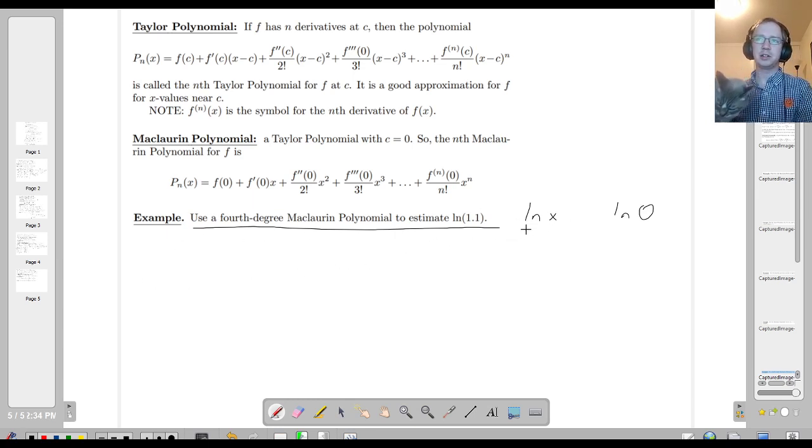To make it so we can actually do that, the function I'm going to work with here is f of x equals the natural log of, not x, but x plus 1. That ensures that when I plug in 0, I'm actually able to do that. That would be the natural log of 1, which is just 0. Alright, so let's work with that. I'm doing 4th degree, so I'm going to need 4 derivatives here.